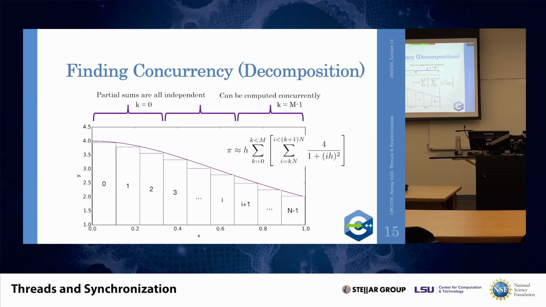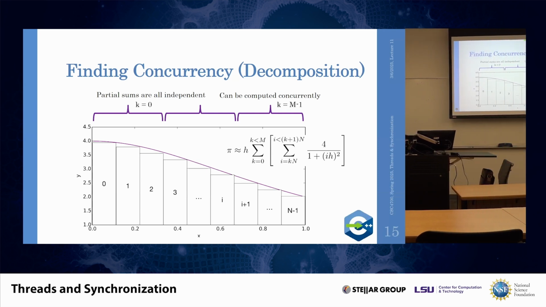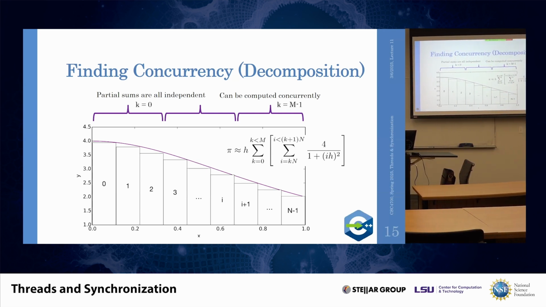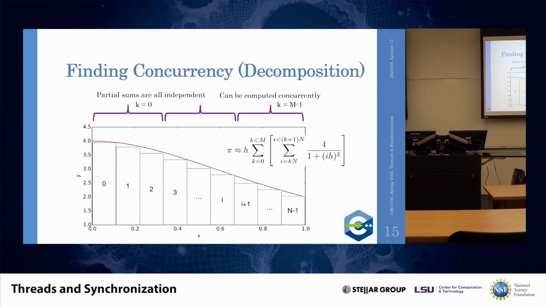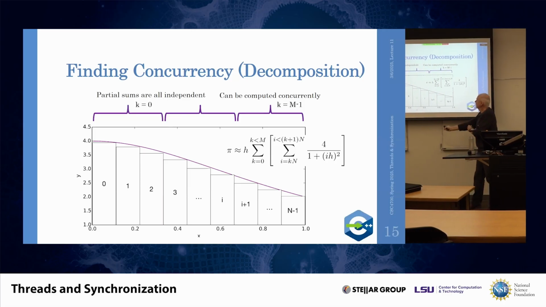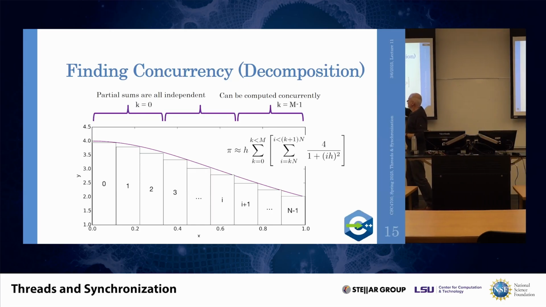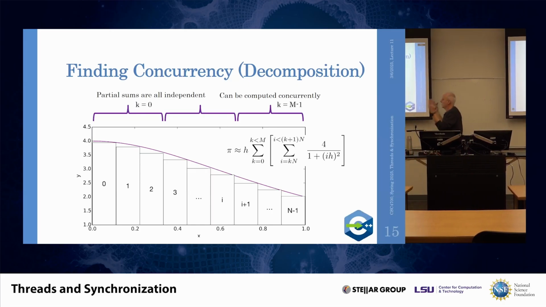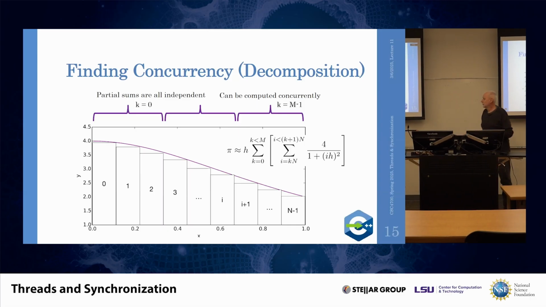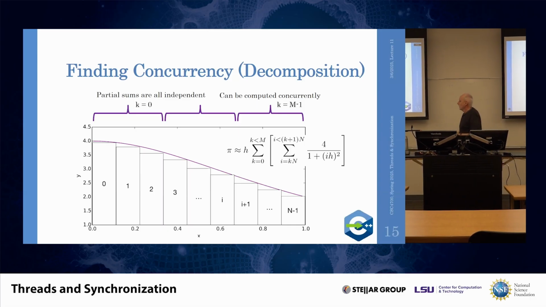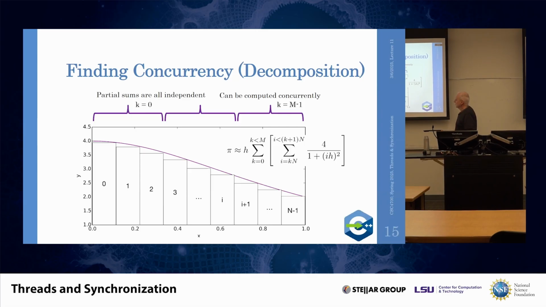So if we plug that back into the formula, what we get is a double sum, right? The inner sum goes over the rectangles for one of those partitions, for one of those partial sums, and then we have an outer sum which sums up all the values we collected for each of those partitions and multiply by h as before, and that should give us pi. Okay.